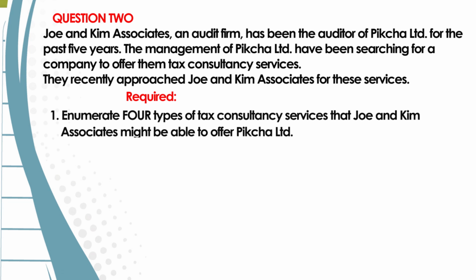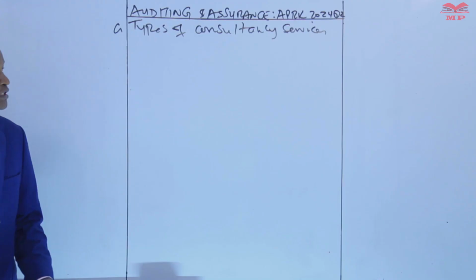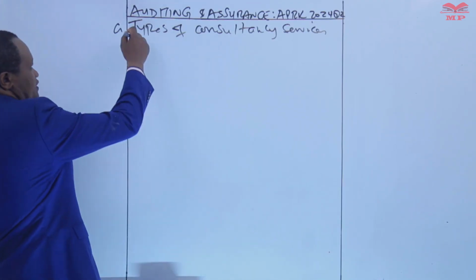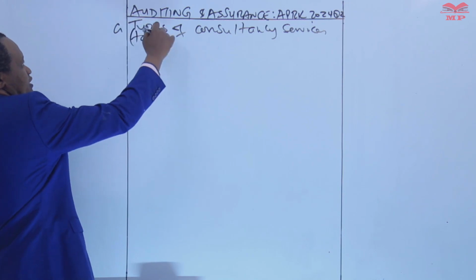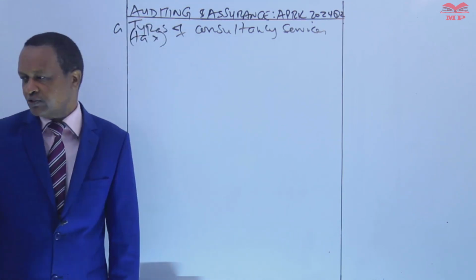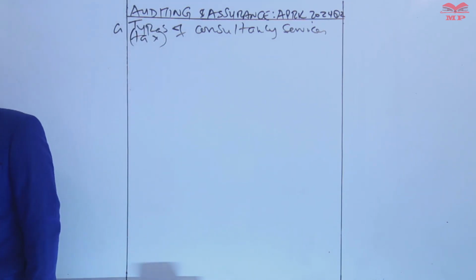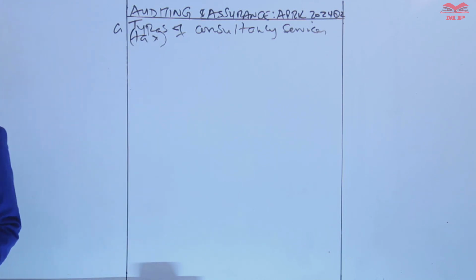So the question here is, what are the types of consultancy services that these auditors might be able to offer Picture Limited? Types of tax consultancy services. Not just consultancy services, but tax consultancy services. What do you think?